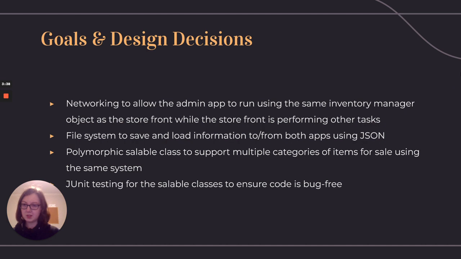There should be a file system to save and load information to and from both apps using JSON. That's pretty self-explanatory. Polymorphic saleable class to support multiple categories of items for sale using the same system, so you shouldn't have to be repeating code for different types of items. They should all function with the same code. And then JUnit testing for the saleable classes to ensure the code is bug-free.